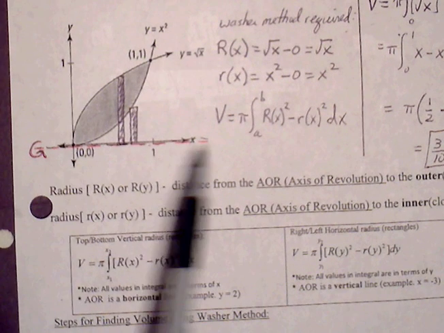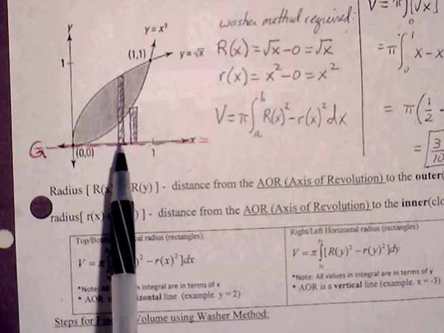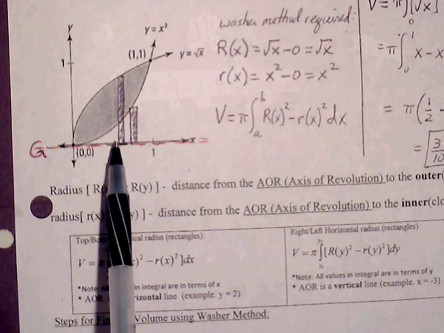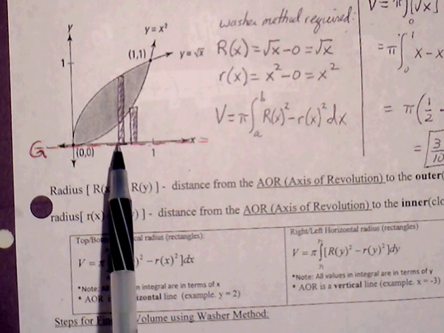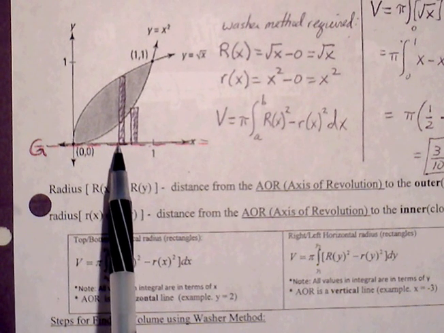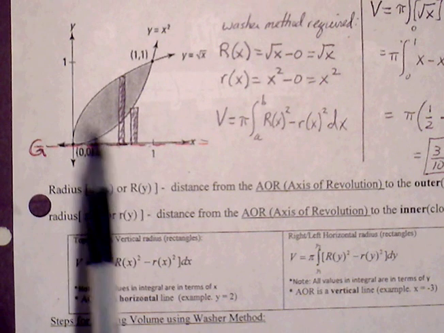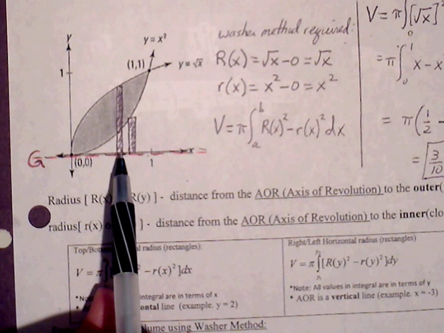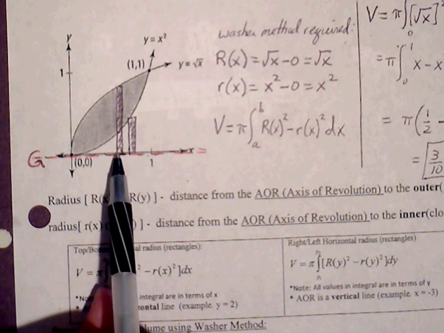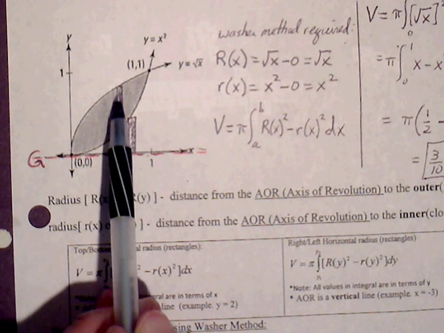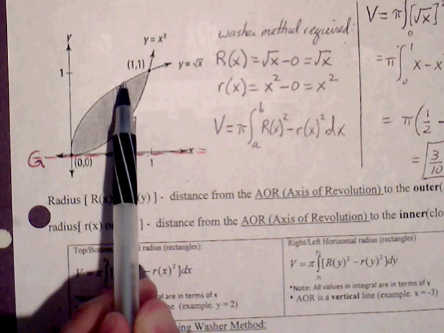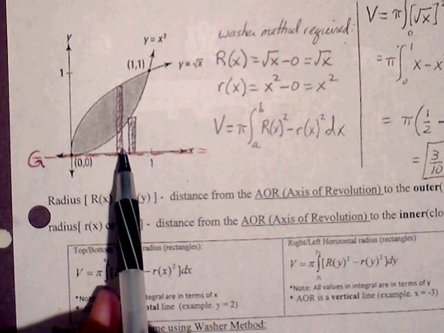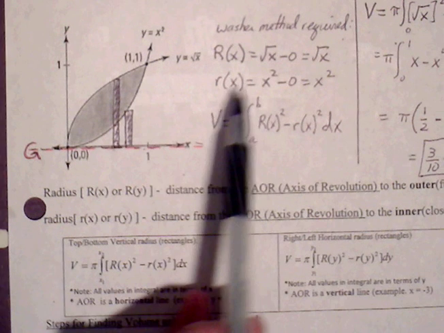Okay. Once you have the axis, you're going to start on the axis and draw your radius to the further curve, the curve that is further away, that will create the longer radius. So in this case, we're going to start on the axis of revolution and draw to the further curve, and the further curve is square root of x. Okay. And that will be our formula.